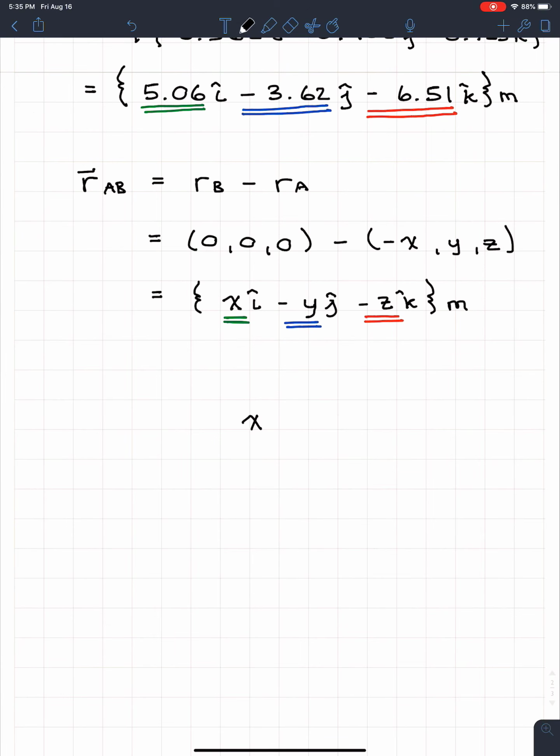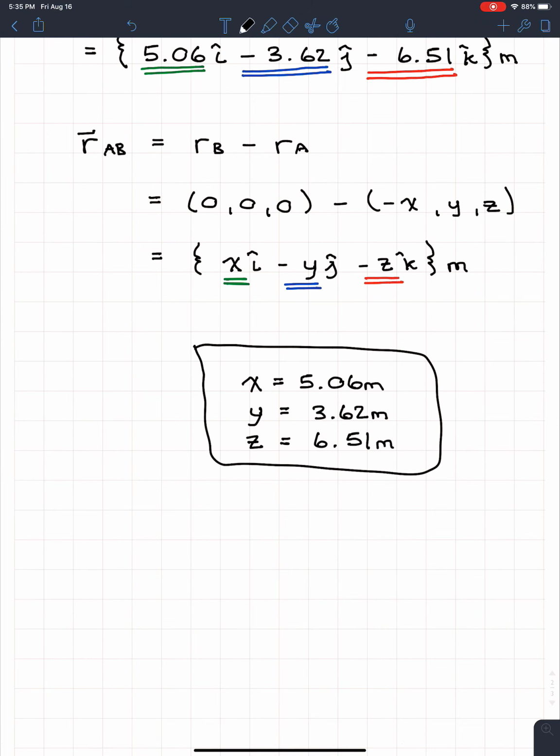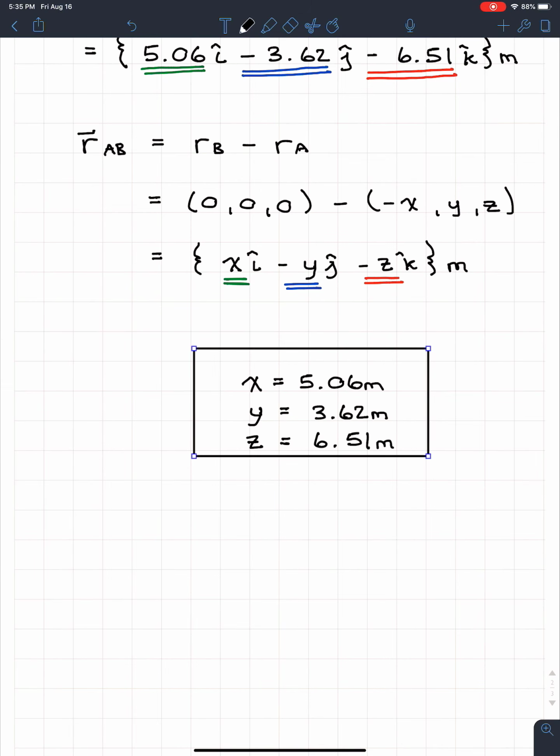We know that x is going to be equal to 5.06 meters. We know that y is going to be equal to 3.62 meters. And then finally, z is going to be equal to 6.51 meters. And then again, this is our final answer, so we're going to put a nice box over it to help show that this is our final answer.